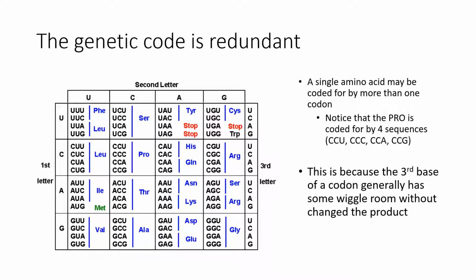Something really important you have to recognize is that the genetic code is redundant. And what this means is that a single amino acid may be coded for by more than one codon. So you'll notice that Pro, here in the chart, is coded for by 4 sequences: CCU, CCC, CCA, and CCG. This is because the third base of a codon generally has some wiggle room to be different but not change the product. So this is why we call the genetic code redundant. And that is it for translation and transcription.